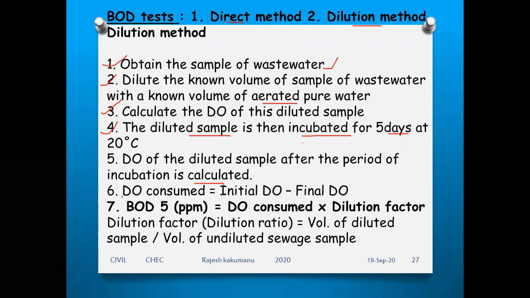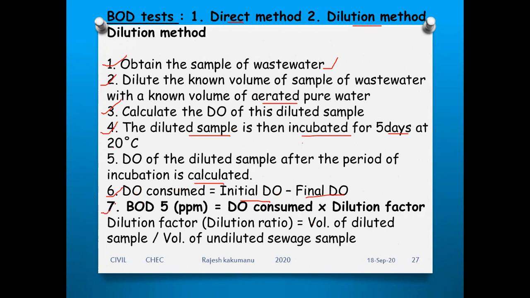Therefore, the dissolved oxygen consumed is equal to the dissolved oxygen used, which is equal to the initial dissolved oxygen minus the final dissolved oxygen. So whatever is consumed, how do we find out the dissolved oxygen consumed in the sample? It is 5 days before, how much is there, and 5 days after, how much is there, meaning initial DO minus final DO.